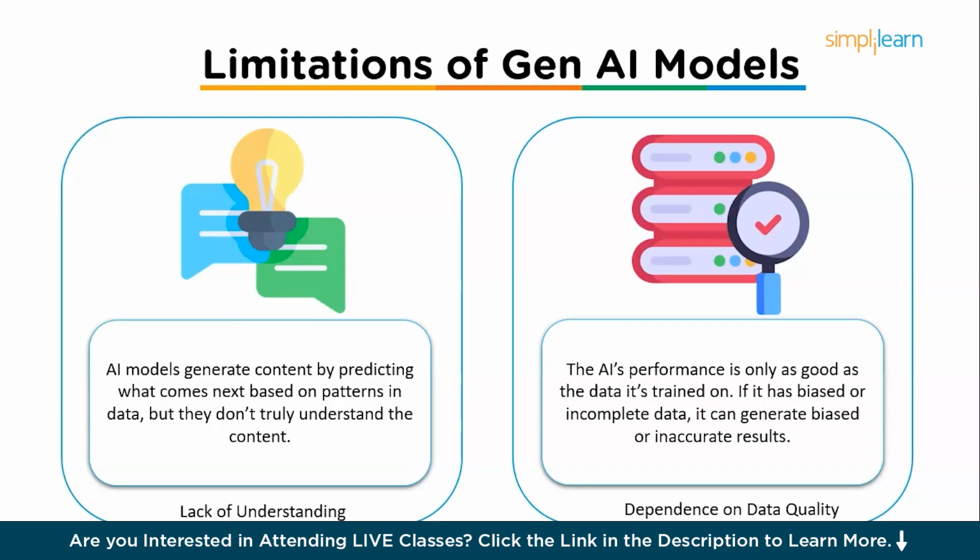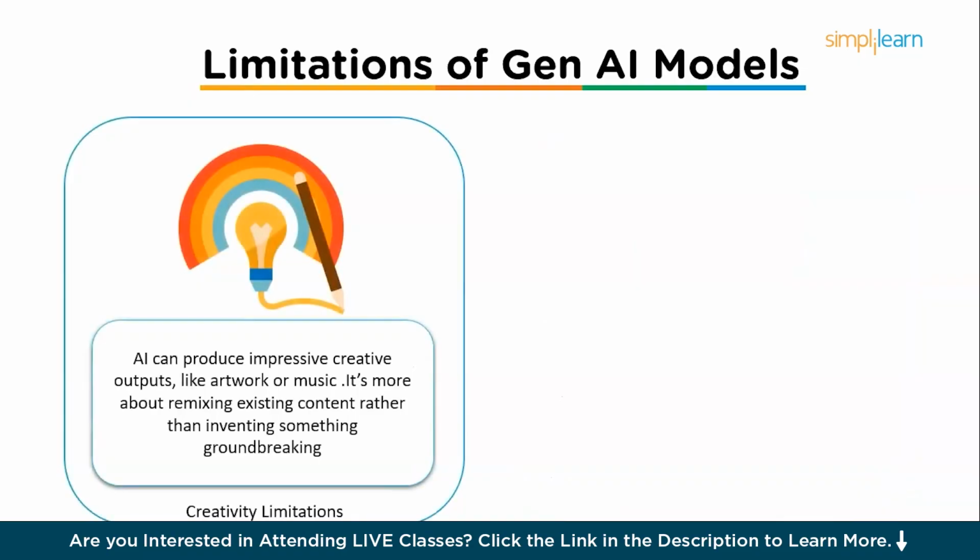Now moving on to the third one, we have creativity limitations. AI can produce impressive creative outputs like artwork or music. However, it struggles to innovate or produce truly original ideas like a human artist would. It's more about remixing existing content rather than inventing something groundbreaking.